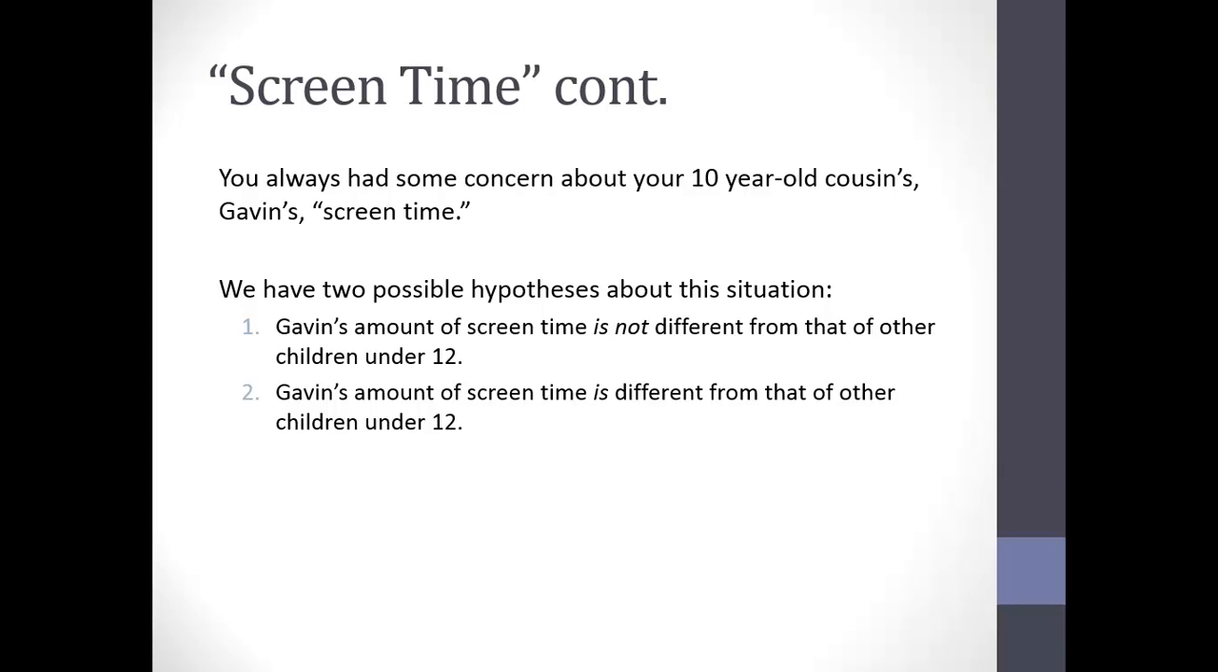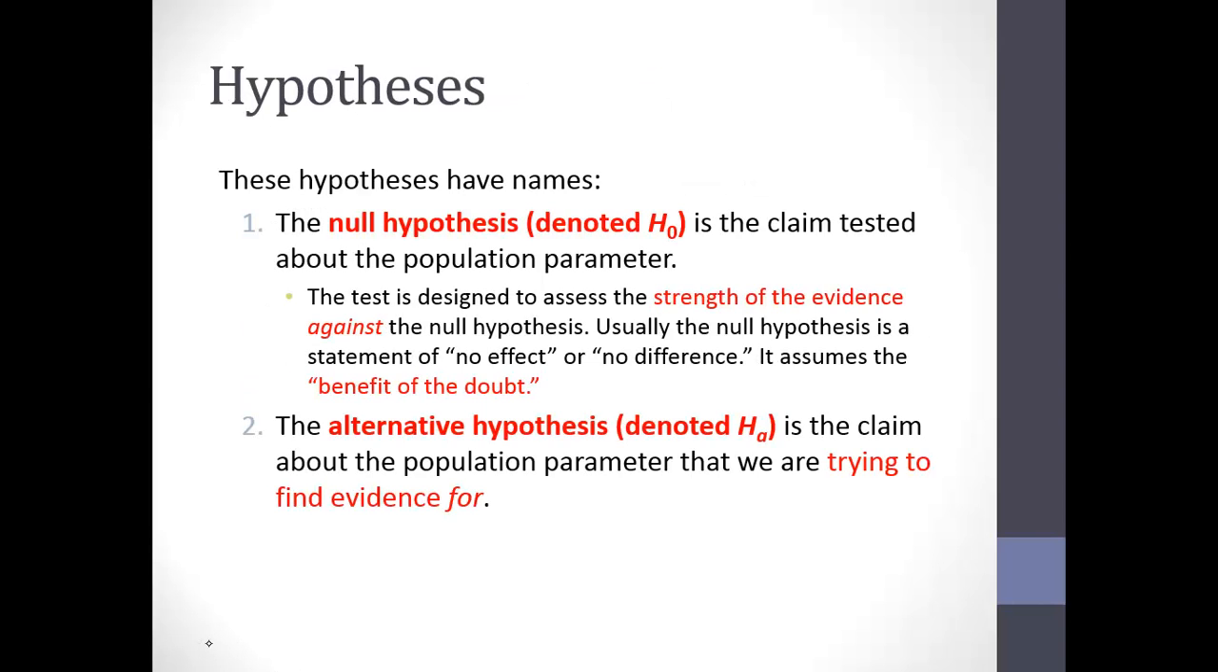First, the amount of time that he looks at screens is not different from that of other children under 12. So it's the same as what other children under 12 have. Or the other thing you could conclude is that it is different in some way from that of other children under 12. So if I'm concerned about his screen time and want to see how he compares, either I will conclude that it is not different from other children, or that it is different. Those are my two possible hypotheses, and these have names. These are the kind of hypotheses that we'll be looking at in this class.